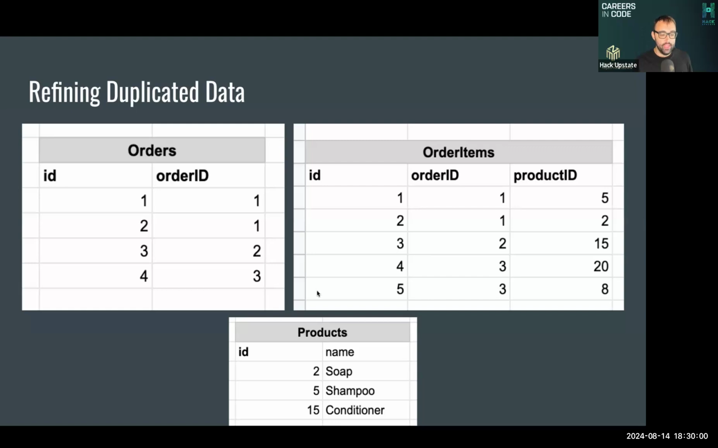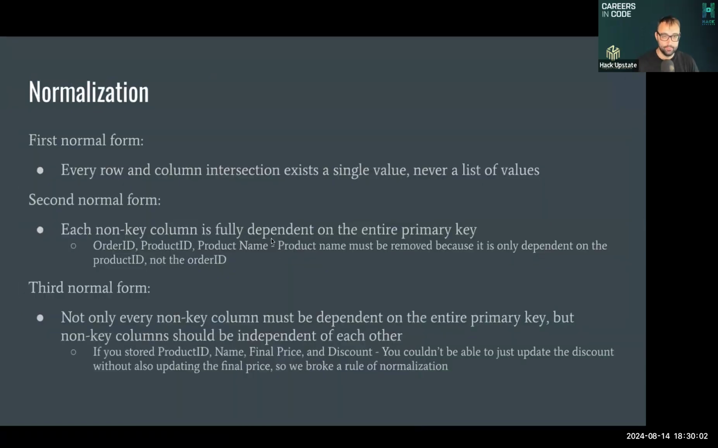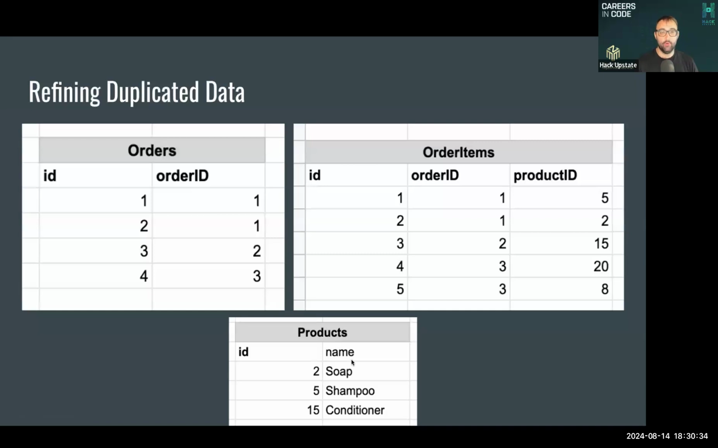Well, there are 3 rules of normalization, right? Think about these as like Newton's laws, basically, for database design. At every row and column intersection exists a single value, never a list of values. That is a very complicated way to say that we cannot store arrays in relational SQL databases. So what we do instead is this bridge table. We break it out into a one-to-many relationship.